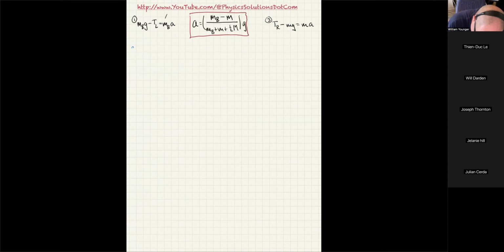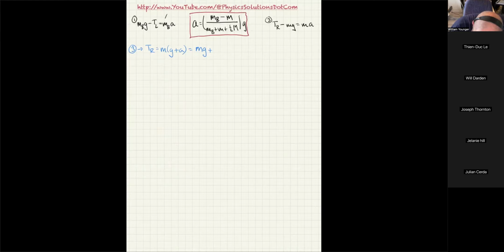So we got that. Now, first off, I suggested TL should be larger than TR, so let's go ahead and solve for TR first, and then we'll compare. So first off, from 3, we have TR is equal to M times G plus A, like that. And that's equal to M times G plus M times A. So now I'm going to take the M and distribute it through A above.